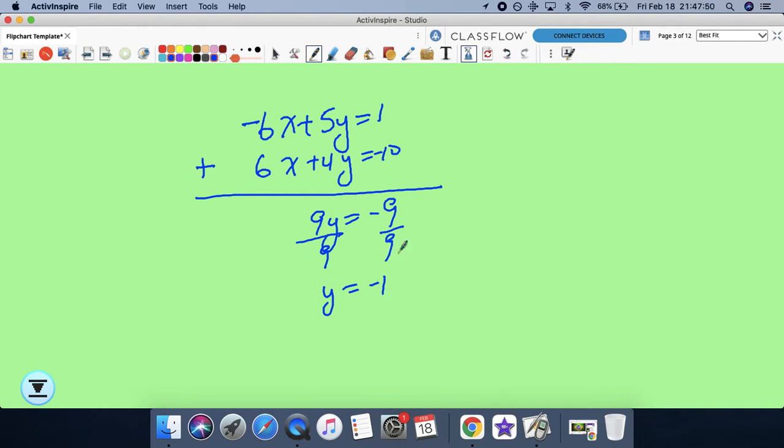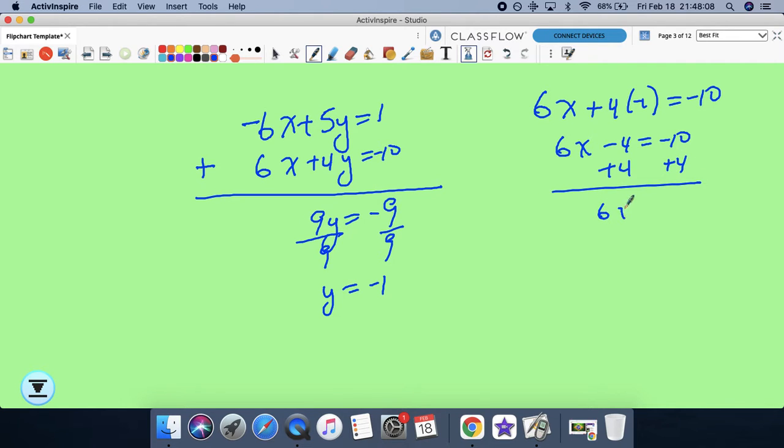Pick equation 1 or 2 to find x, and I'll pick equation 2 because I don't want to work with negative numbers. So we got 6x plus 4 times negative 1 equals negative 10. 6x minus 4 equals negative 10. We do plus 4 on both sides. 6x equals negative 6. Divide both sides by 6, and x equals negative 1. So our point of intersection is negative 1, negative 1.